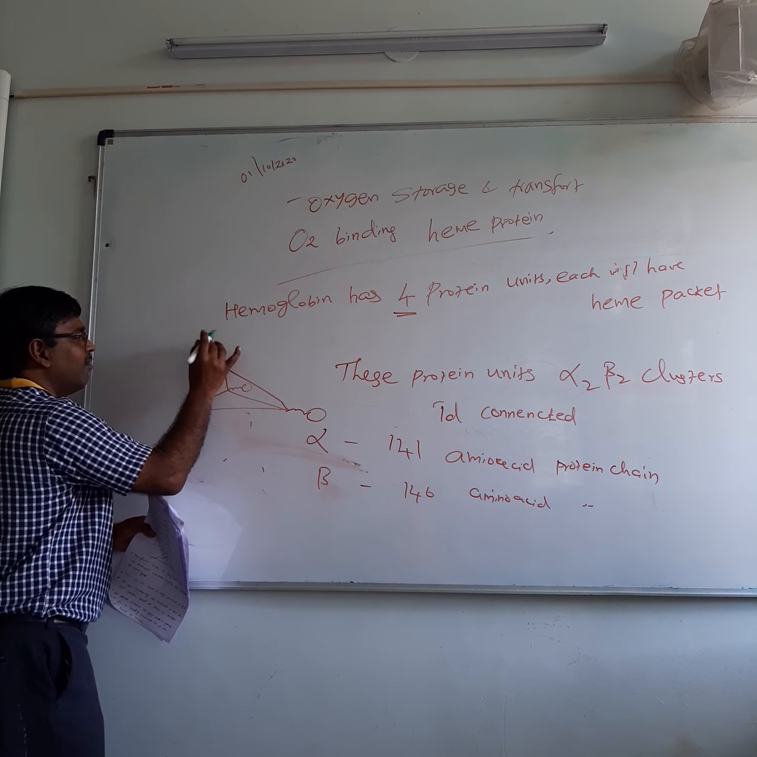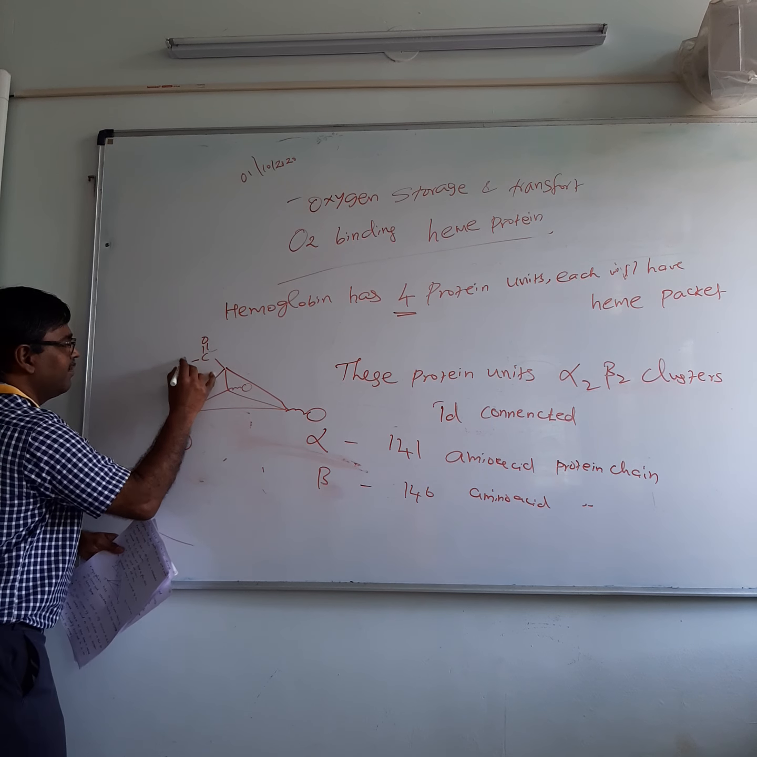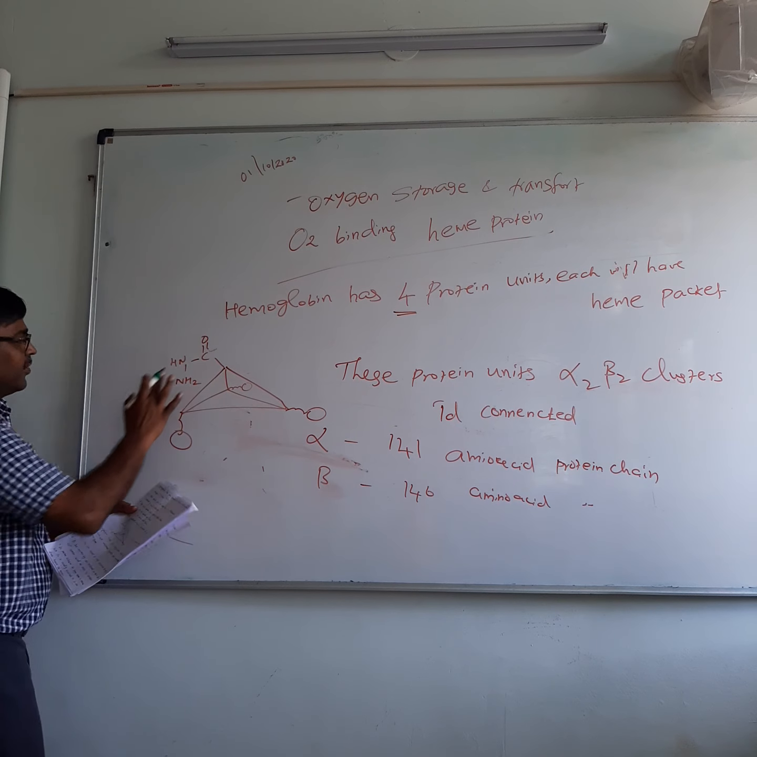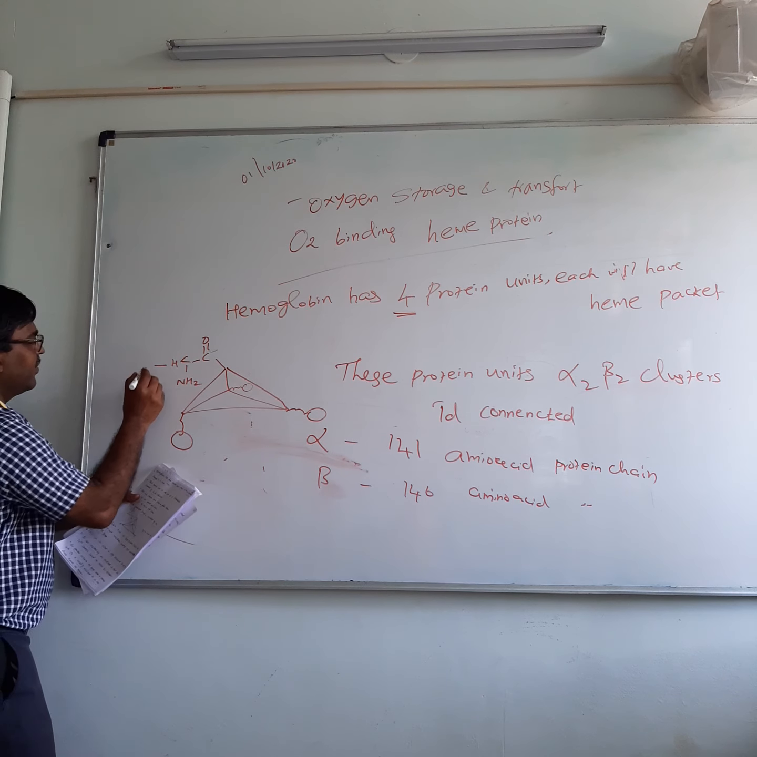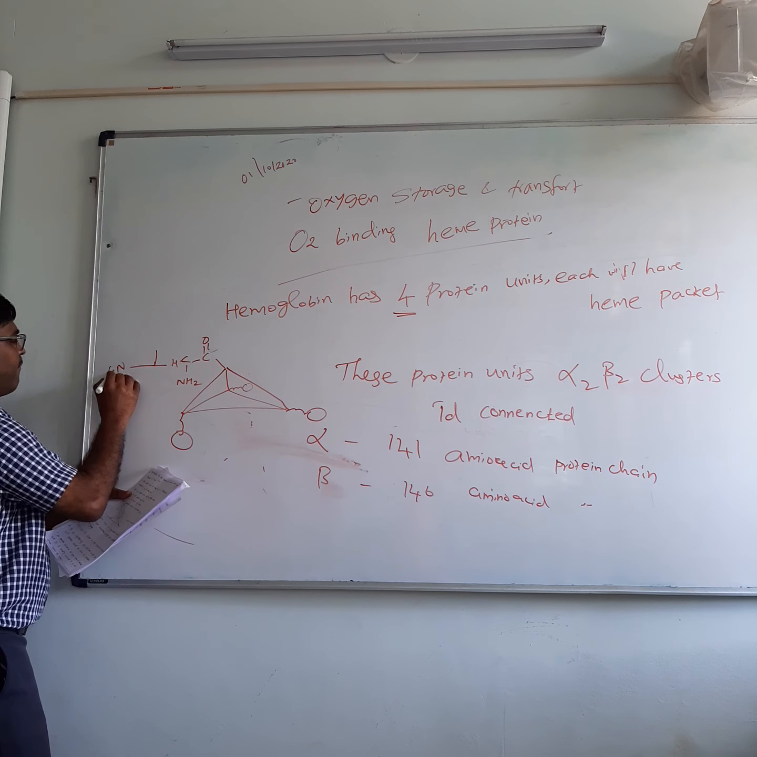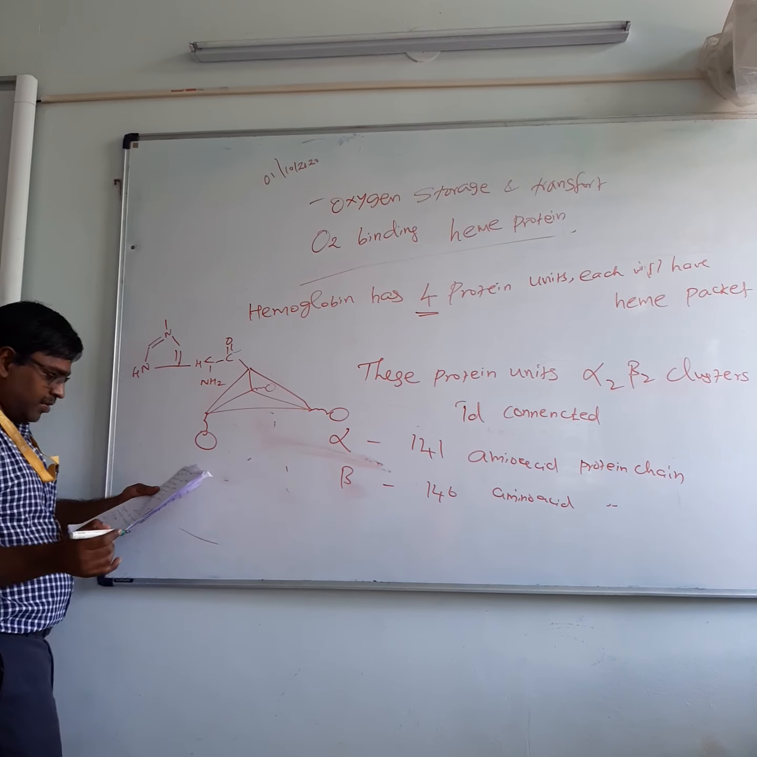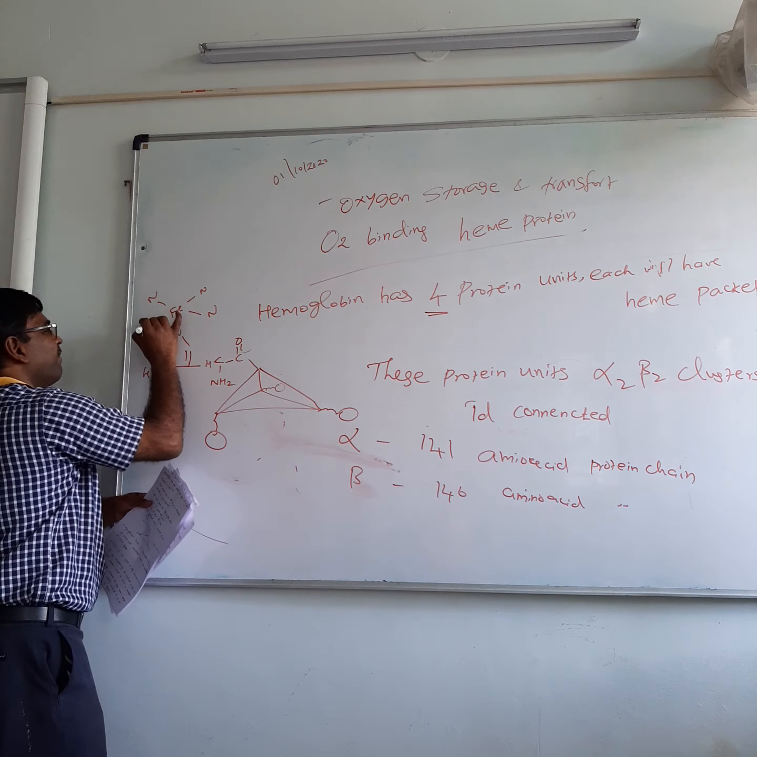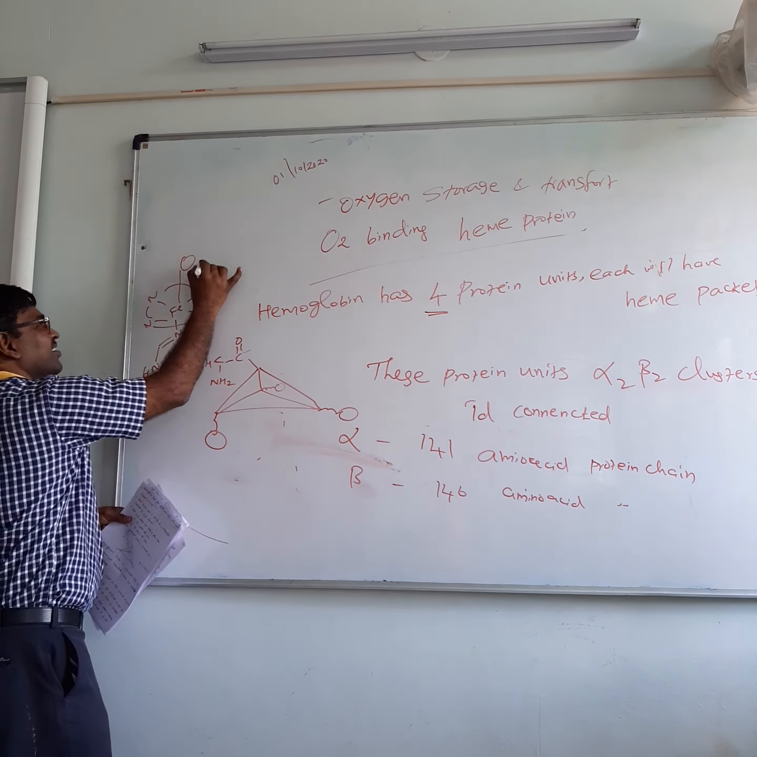This is the amino acid F5 residue of the protein, in which you have the CH2. So here this is the imidazole. Here your iron is there. This is a protoporphyrin, and you will have the alpha.